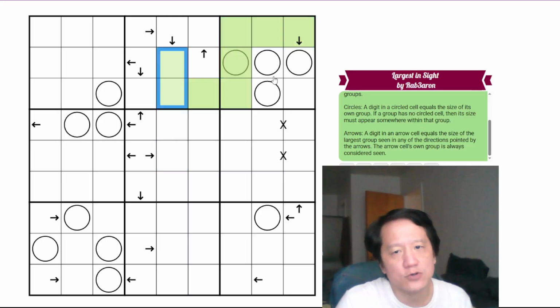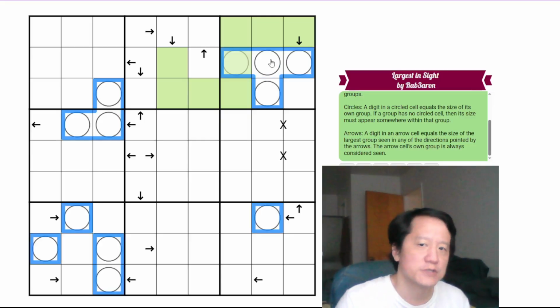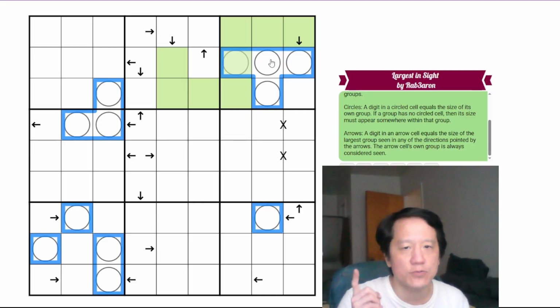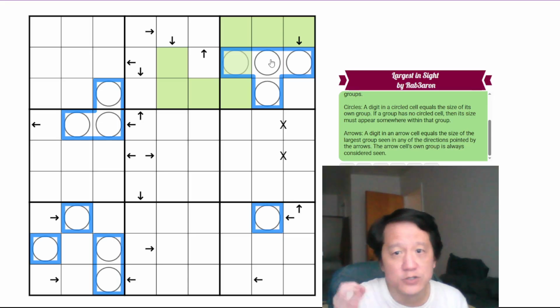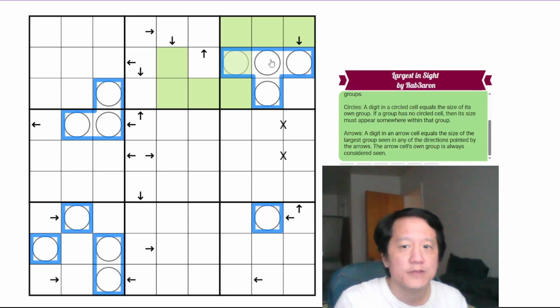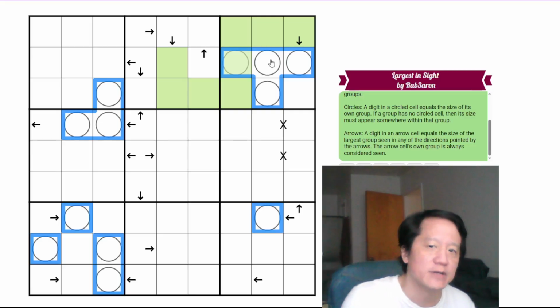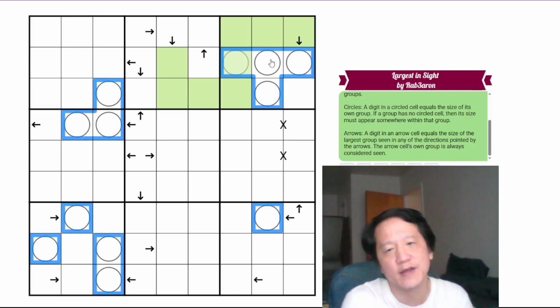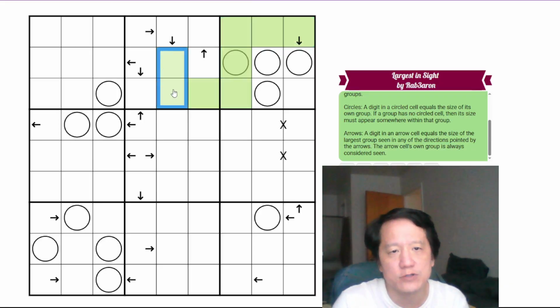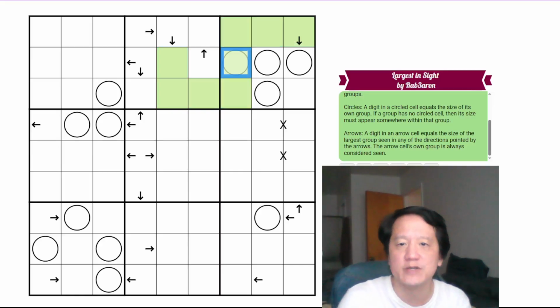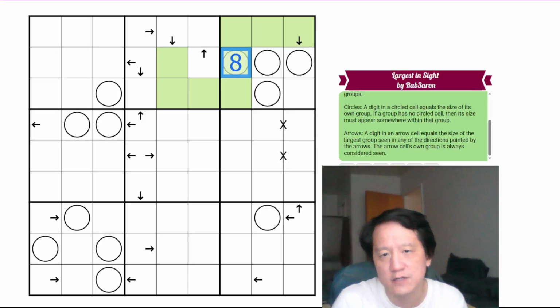We have circles. A digit in a circled cell equals the size of its own group. If a group has no circled cell, then its size must appear somewhere within that group. So a digit in a circled cell, if this were a group, then this would be 1, 2, 3, 4, 5, 6, 7, 8. So this would have to be size 8 in that case.